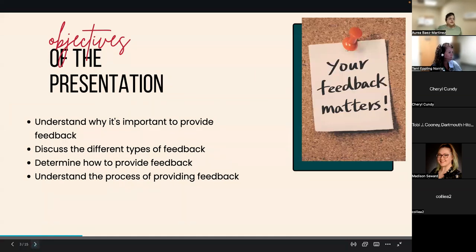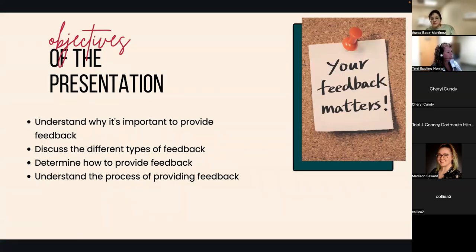Okay, so the objectives for this presentation are to understand why it's important to provide feedback, discuss the different types of feedback, determine how to provide feedback, and understand the process of providing feedback.